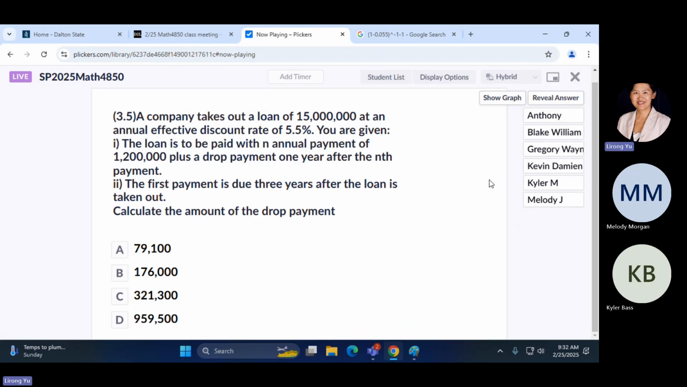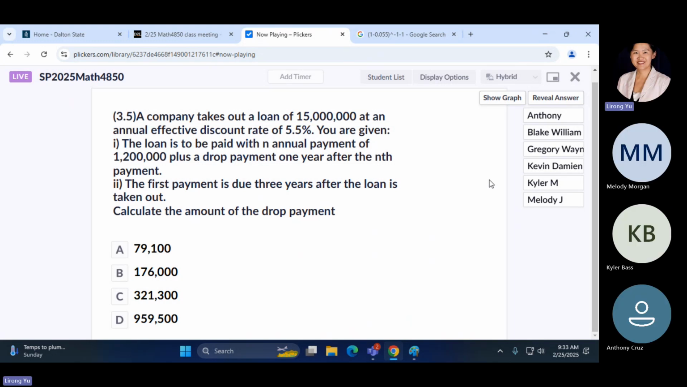The whole idea is that the first payment is due 3 years after the loan is taken out. So we want to find out the amount of the drop payment. The one we're calling the drop payment is in fact the payment one year after the Nth payment. So the actual number of payments will be N plus 1: N payments plus the last payment. And in this case, we do not know how many payments will be needed to pay the total amount.